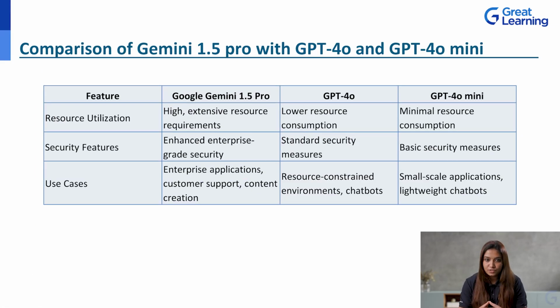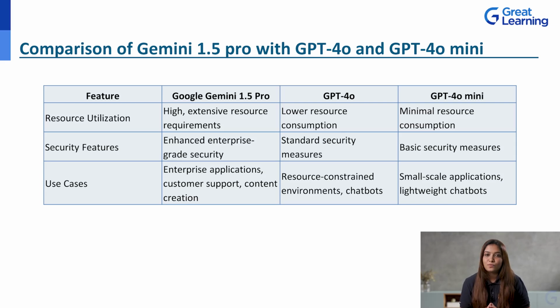Then comes resource utilization. It is higher and extensive in Gemini, but lower consumption in GPT-4o and minimal resource consumption in Mini. That is the main motto of Mini, to give minimal resource consumption. Then comes security features, which is very important. Enhanced enterprise-grade security is available in Gemini, standard security in GPT-4o, and basic security measures in Mini. That is the difference you have. It is descending in a few features and ascending in a few. Try to compare by yourself by reading this content on your screen.